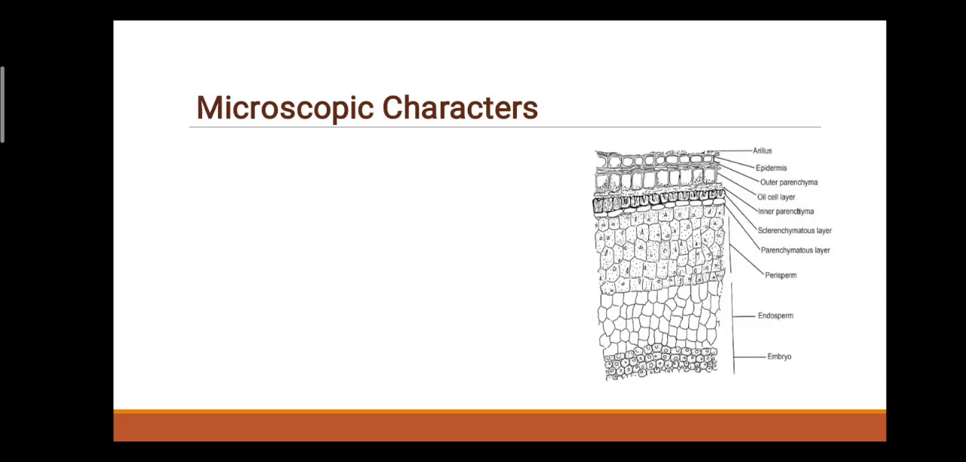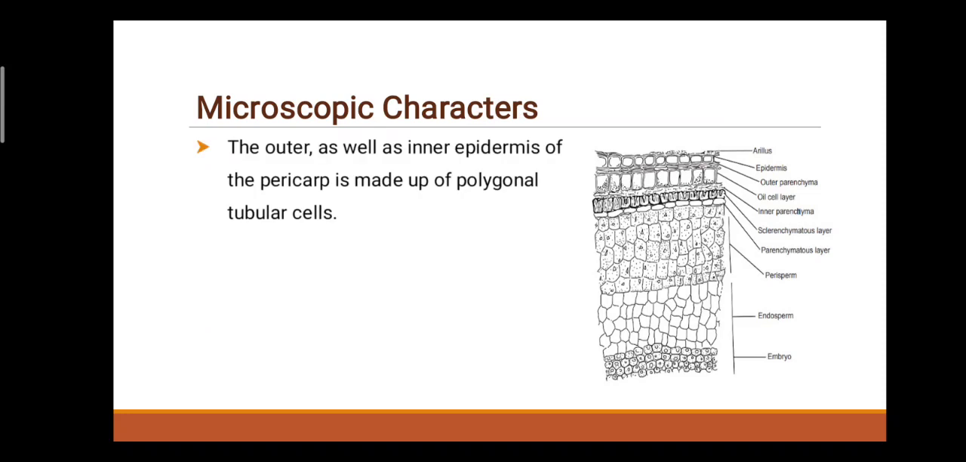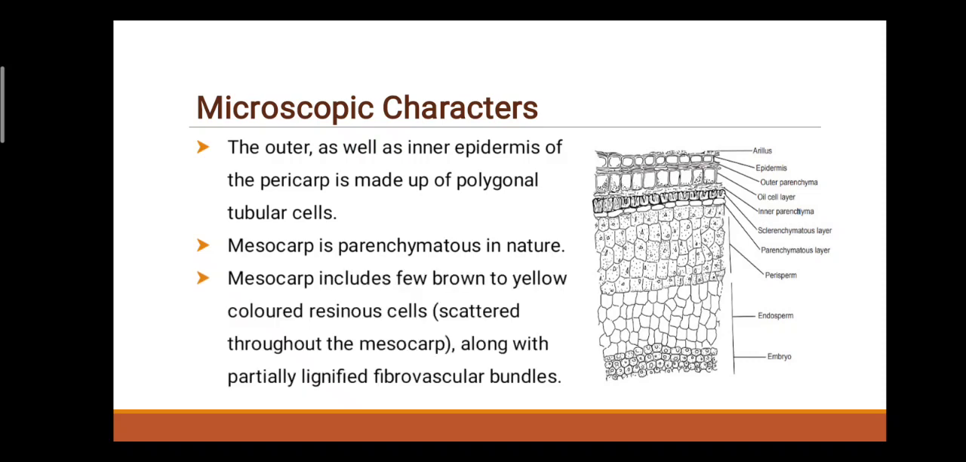Next point, microscopic characters. The outer as well as inner epidermis of the pericarp is made up of polygonal tubular cells. Mesocarp is parenchymatous in nature. Mesocarp includes a few brown to yellow colored resinous cells scattered throughout, along with partially lignified fibrovascular bundles.